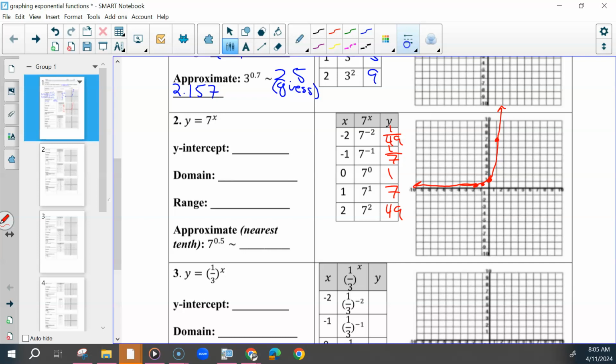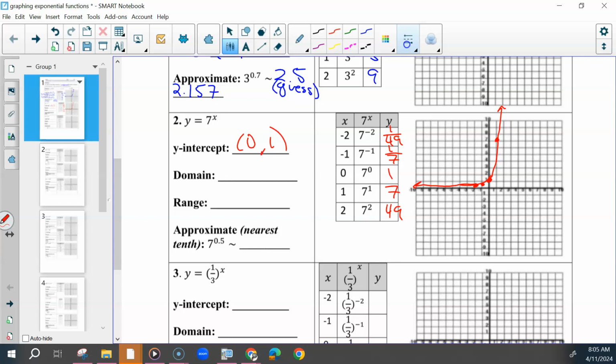I try to make my line close to 0. Sometimes that works, sometimes it doesn't. Make it look as accurate as possible to the best of your ability. What's our y-intercept? 0, 1. Right, out of order there.